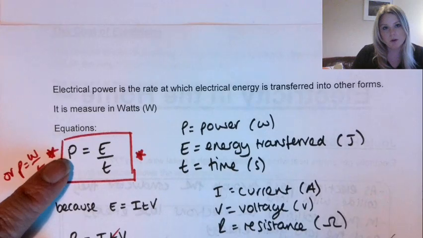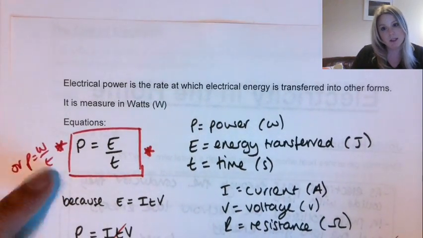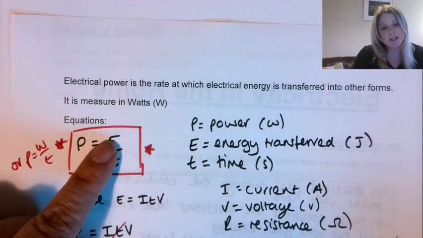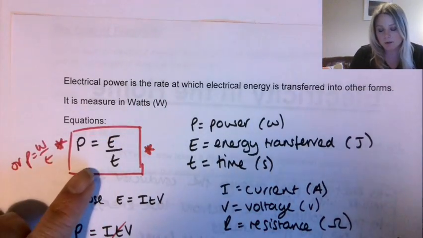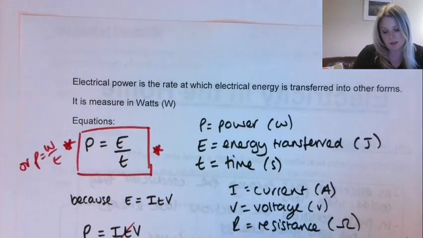Over the page then on 178, another couple of equations. So this was the power equation that we learnt in year 11. So power is work done divided by time taken, or again, because work done is equal to energy transferred, power is equal to energy transferred divided by time. And that is still useful in this topic sometimes.